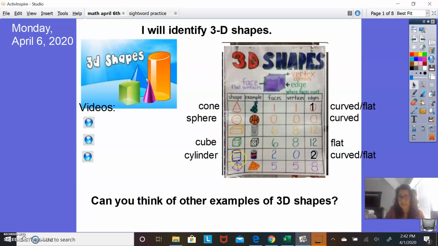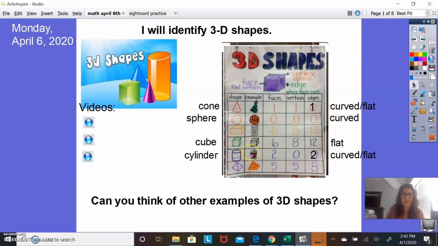The other mistake that I made was when I told you that the cylinder had 0 edges. Well, we have 2 faces, one on top and one on bottom, and those 2 connect to the edges. This is an edge here. This is another edge that connects the flat circle face to the rest of the shape. So I wanted to make those corrections for you before we moved on.